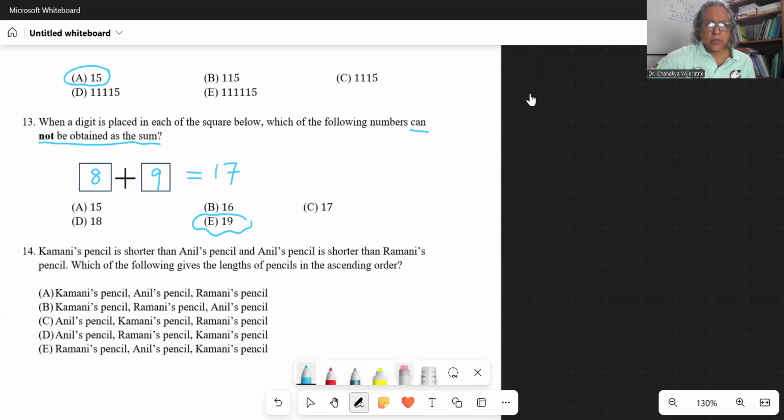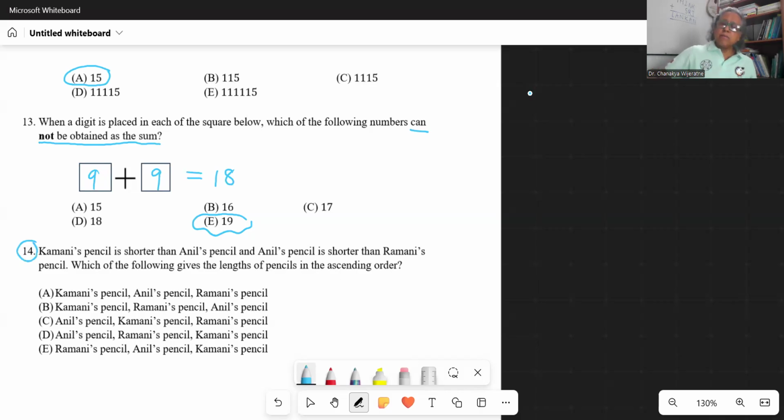And then we can put a 9 here, and then we get 18. So you can see that the other ones we cannot obtain. We can obtain, sorry, right? Right, so that's the answer to number 13. Let's move on. So number 14.